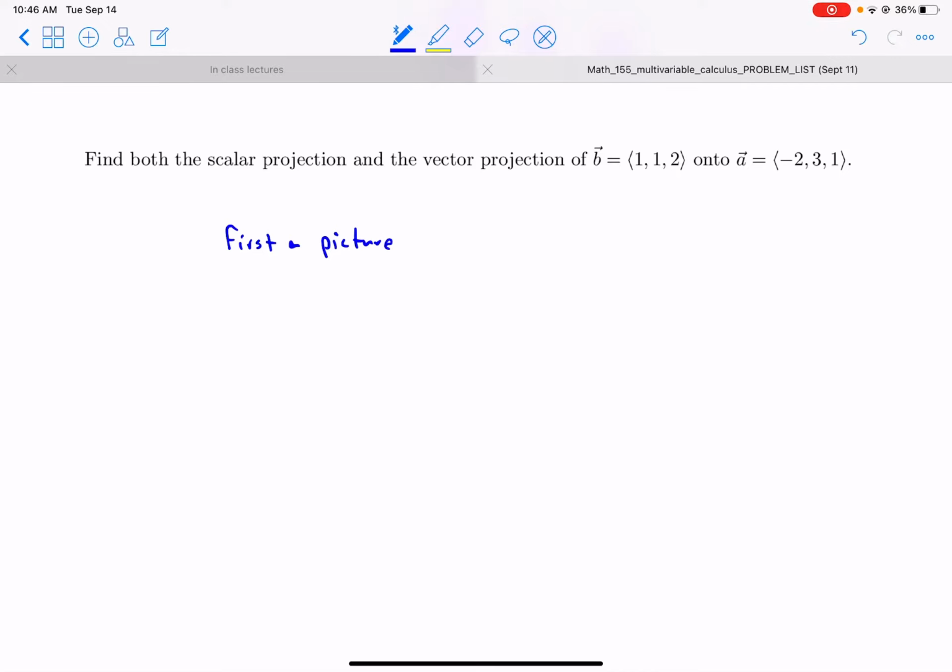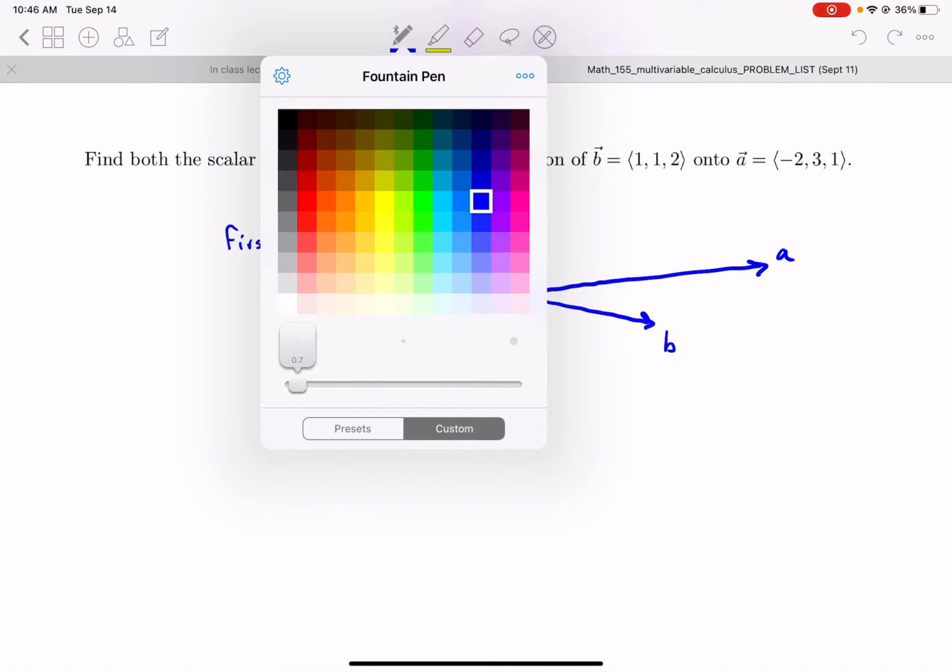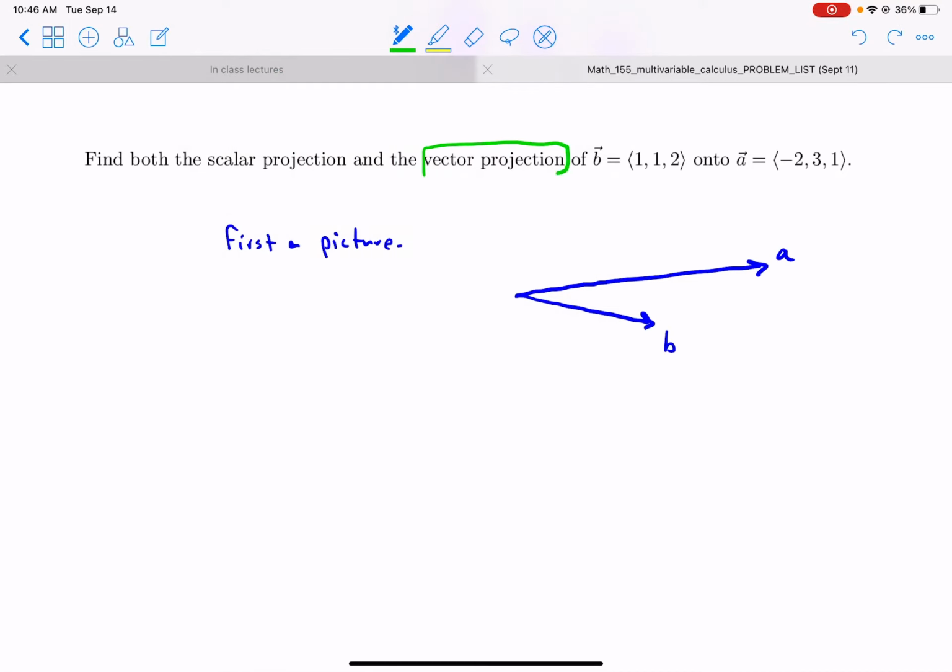So B and A are just two vectors, and so I'm just going to draw a cartoon. Here's B, and maybe here's A. Okay? Now, what's the vector projection of B onto A? I'm going to imagine that the vector projection is this vector here. In other words, it's a vector, so that this is a 90-degree angle.